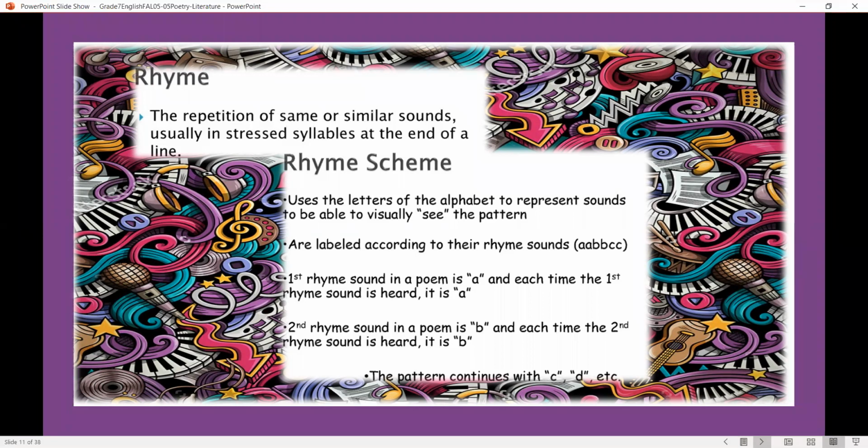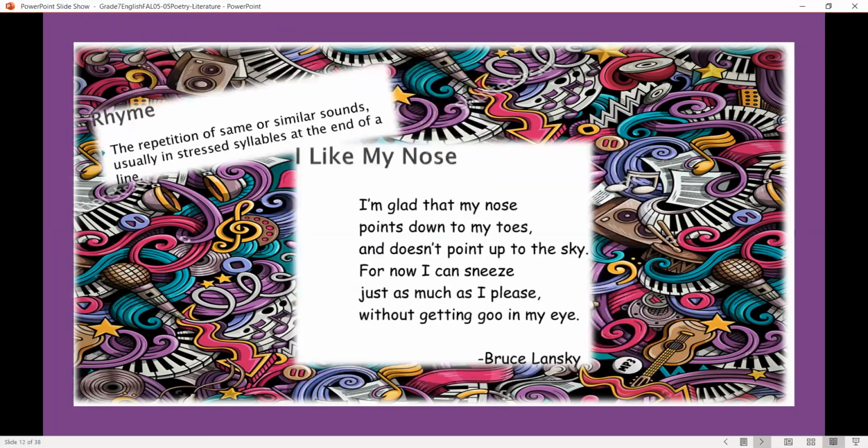Now we use letters of the alphabet to represent the sounds that we see in the pattern, like AA and BB, CC and DD. We will be doing a few examples of those when we get to all the little parts of it. First, let's look at rhyme.